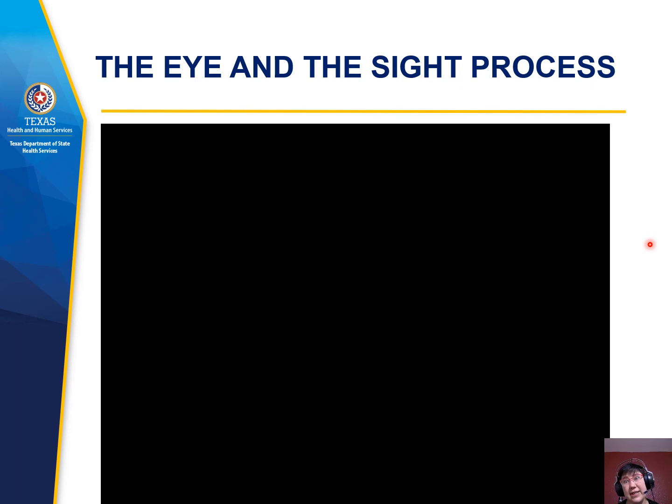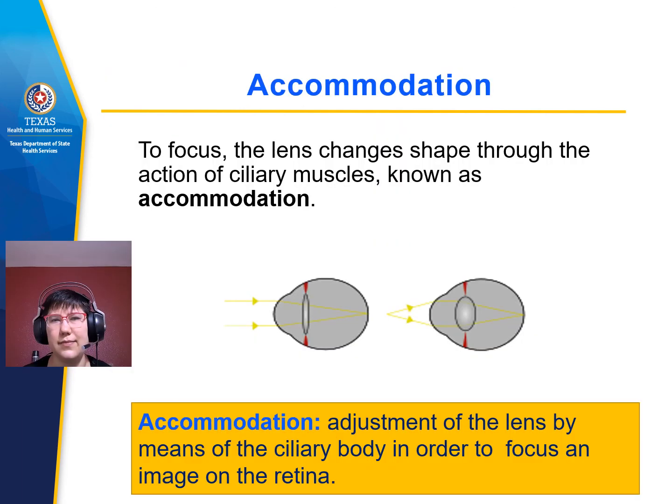So that was pretty exciting, wasn't it? So let's talk more about accommodation, because that's one of the important parts. The ciliary muscles contract or lengthen, and it pulls this closer or further apart to redirect where the light is in the back of the eye. So accommodation is merely the adjustment of the lens.